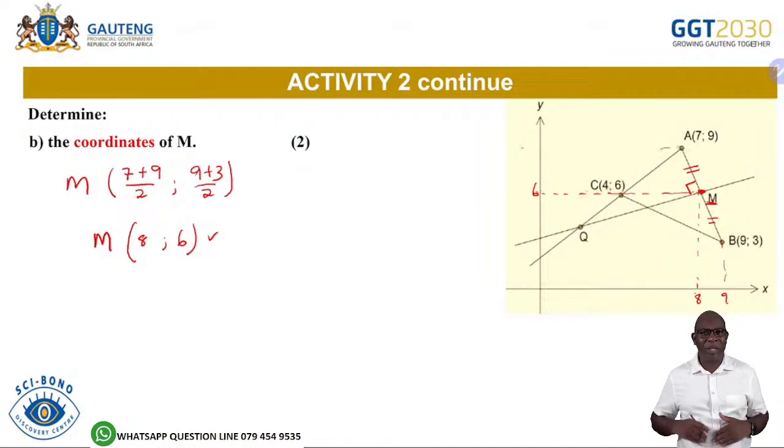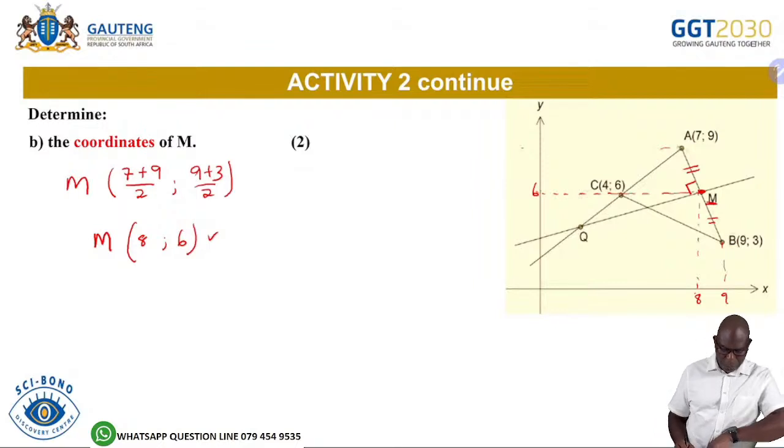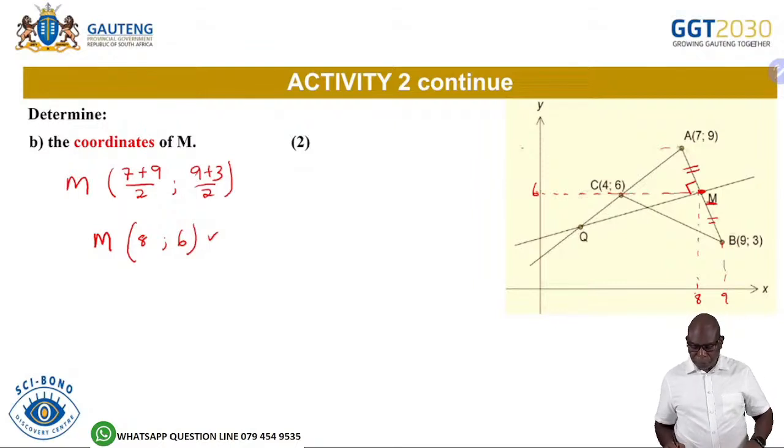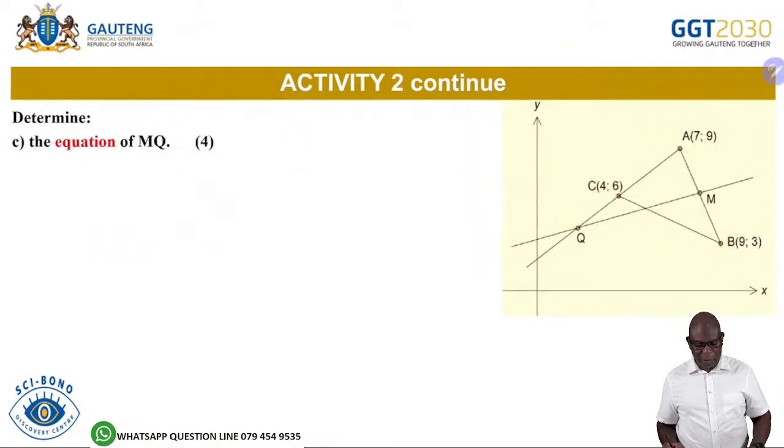So if I get values that are above 6, or other values that are above 8, I know there's something wrong that I've done. I must revisit my answers, rework them, and see if I can get that correct. Now, the next activity, C, is the equation of MQ.